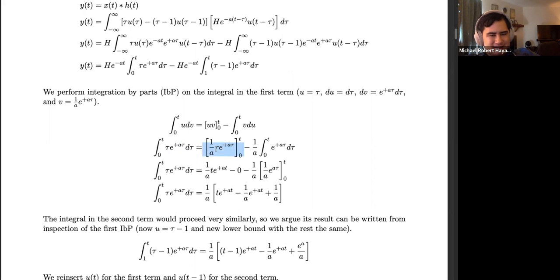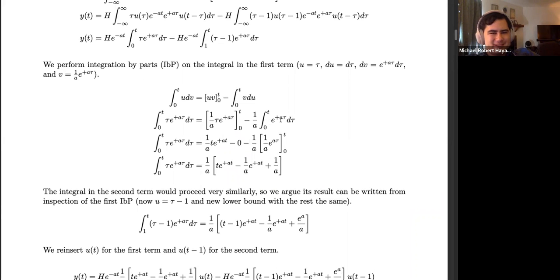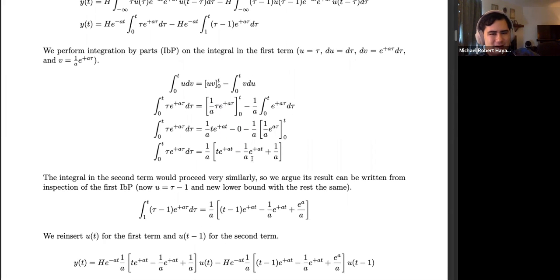We can just plug things into the first term right here. So plug in t where we see tau, 1 over a t e to the positive a t. When we plug in 0, we're going to multiply by 0 out front, so we just subtract off 0. And then minus 1 over a, evaluate this integral, which is 1 over a e to the a tau, evaluated between 0 and t. So all in all, we'll factor the 1 over a out and get t e to the at minus 1 over a e to the at plus 1 over a, because remember, the hardest thing to remember in this class sometimes is that e to the 0 is just 1.